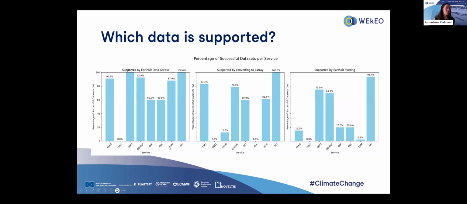And here you can see a quick overview of the different services. So for example, a high percentage of Mercator Ocean, like the CMEMS data sets, are supported with access, converting to X-array and plotting. Also the ECMWF data sets, which is kind of clear because it's originally done for the climate and meteorological data sets.